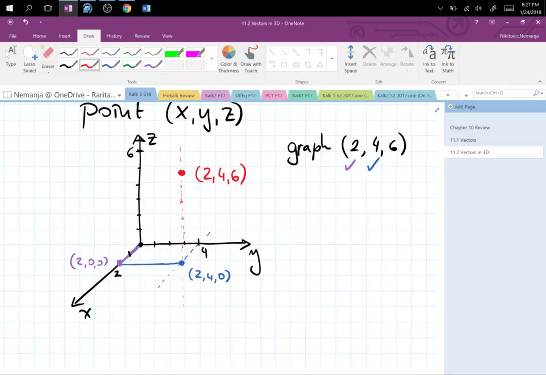So you walk along the x to the point you need, then draw the parallel line to y and go 4 units along that line, and then draw the vertical z and go up or down, positive or negative, whatever you need to do for z. So it's possible to locate these points and make sense of them even if we are on a 2D. So this is a 2D representation of a 3D point on a 2D surface.